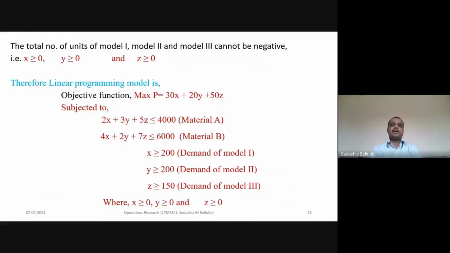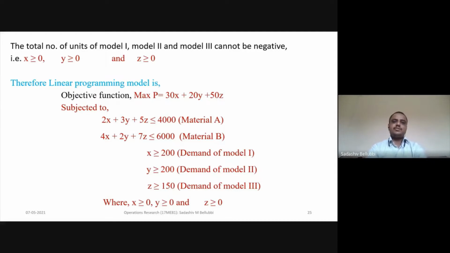After that, we need to write the answer. This is the main answer. So if you write this one, then you will get the marks. And at the same time, the fourth step in the mathematical formulation: the total number of units of model 1, 2, and 3 cannot be negative. x should be greater than or equal to 0, y should be greater than or equal to 0, as well as z should be greater than or equal to 0.